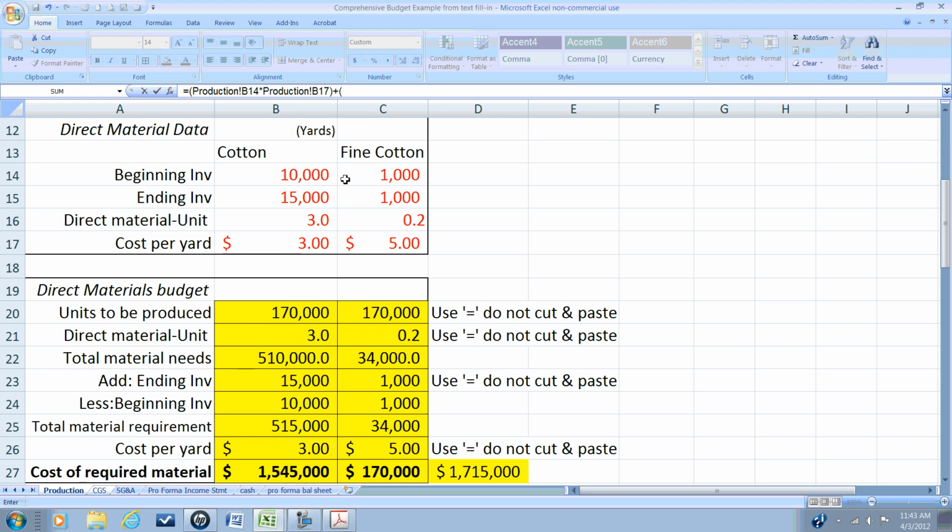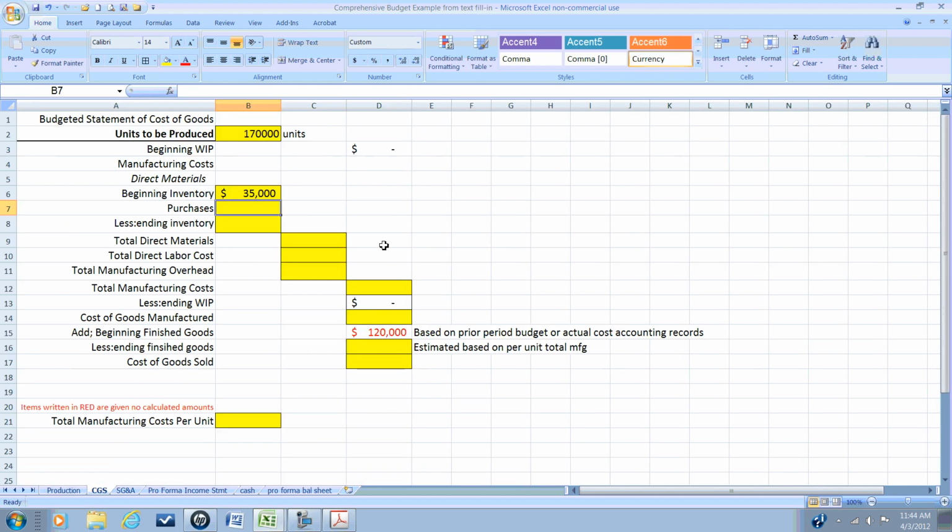So we'll close the parentheses, put the plus sign in, open up parentheses, and we're going to reference the cell with the number of yards of fine cotton, multiply that by the cost per yard. And again, this is an estimate. If we were doing the budget after the completion of the prior period, we would use the actual cost accounting records to determine the value of our beginning inventory. But here we're going to use this estimate. So we have beginning inventory of 35,000. We have budgeted out our purchases. So again, we're going to reference that cell in our production tab.